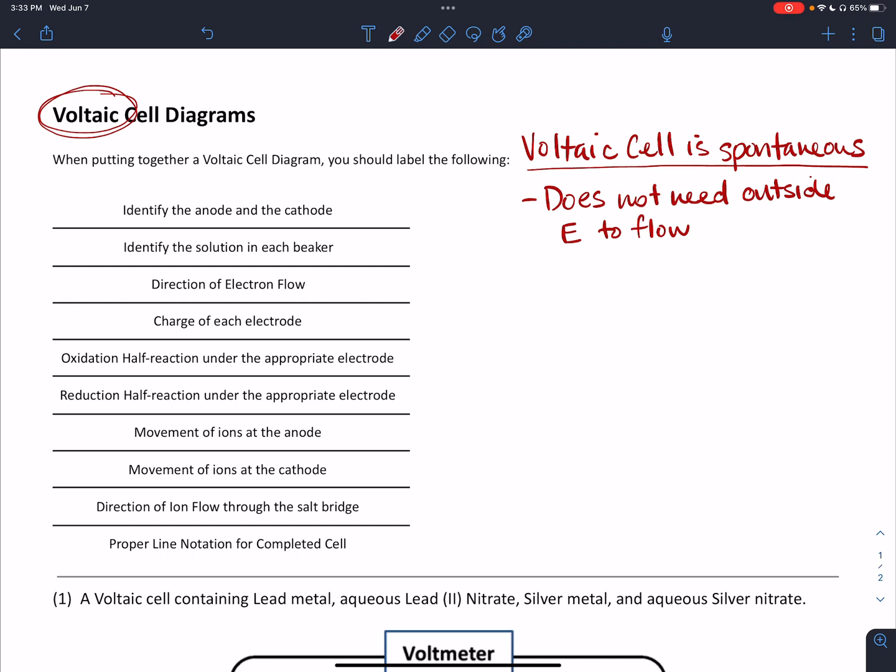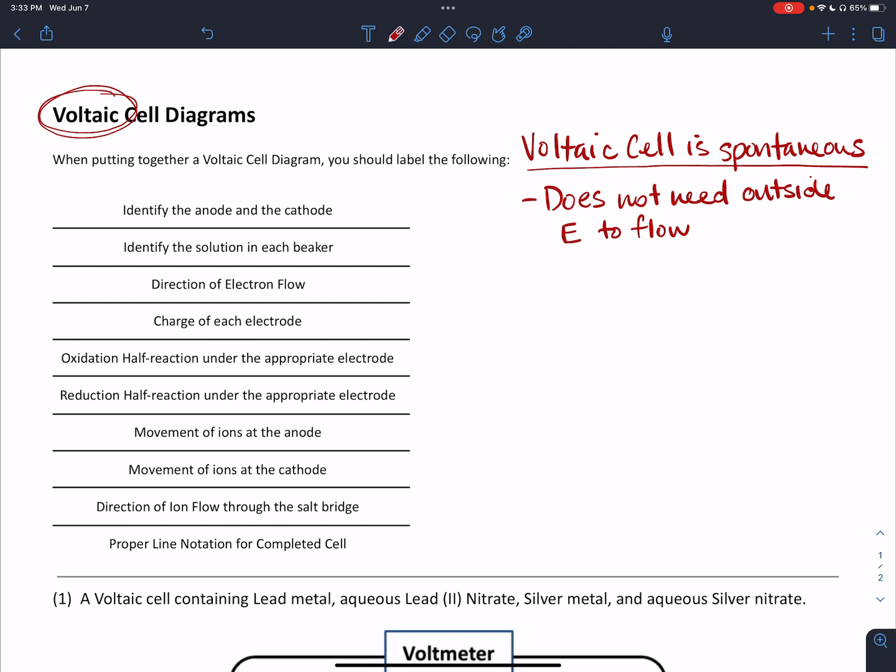An electrolytic cell is the opposite. An electrolytic cell is set up in a way that it's not spontaneous, which means if you want the electricity to flow, the electrons to move, you're going to have to use outside energy to make that happen. So we'll focus on the voltaic cell, the spontaneous one. And so that means it's going to determine different parts of the cell and how we put it together.